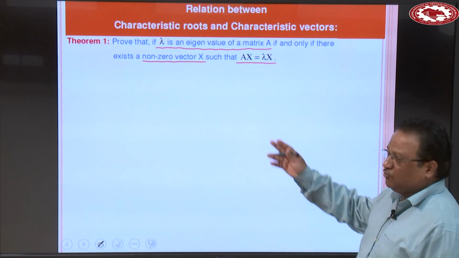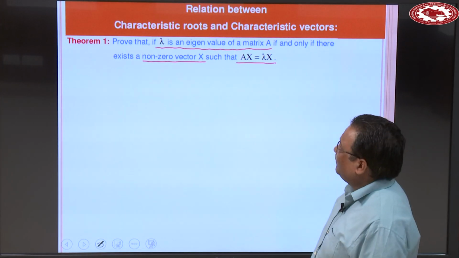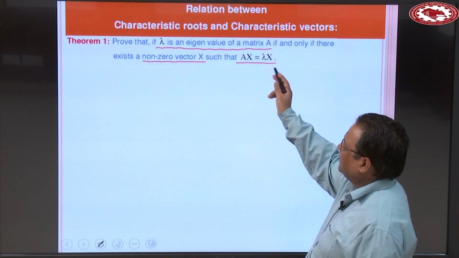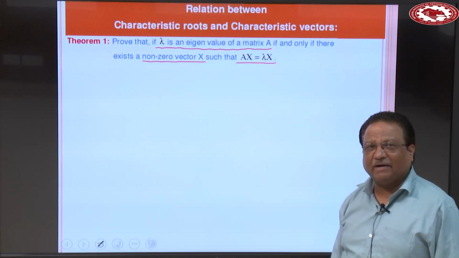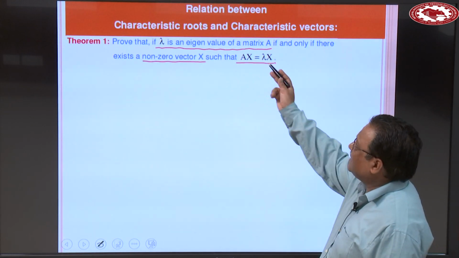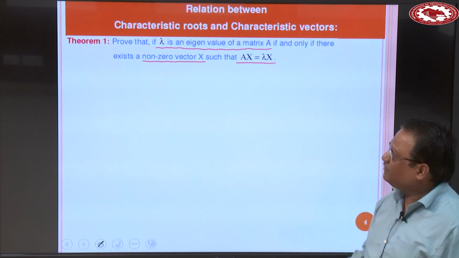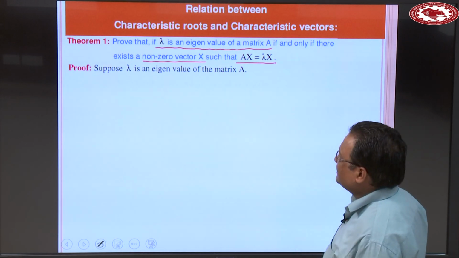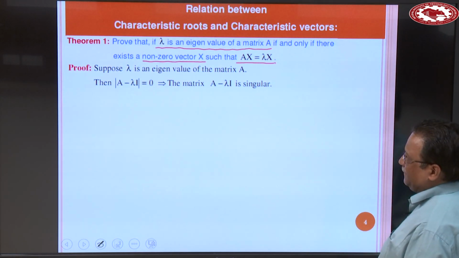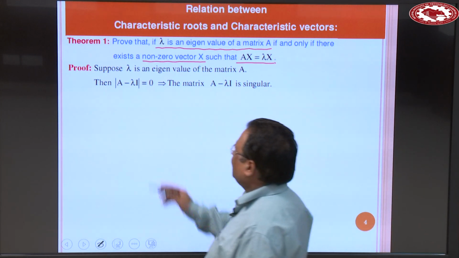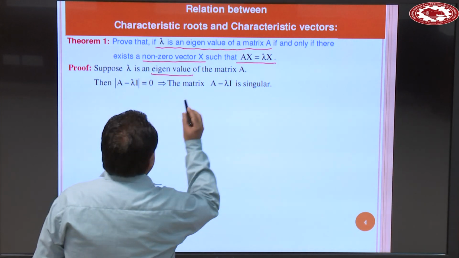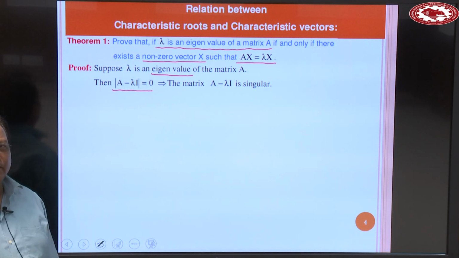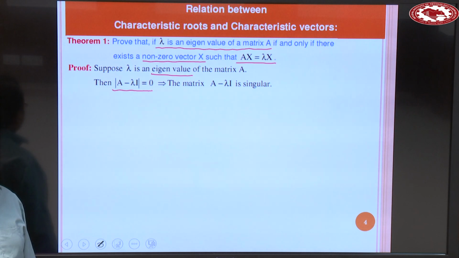So, we have two parts of this theorem. First, if we are given that lambda is an eigenvalue of A, then we have to show that Ax is equal to lambda x. And second part is, if we are given Ax is equal to lambda x, then we have to show that lambda is an eigenvalue of a matrix A. So, suppose lambda is an eigenvalue of matrix A.